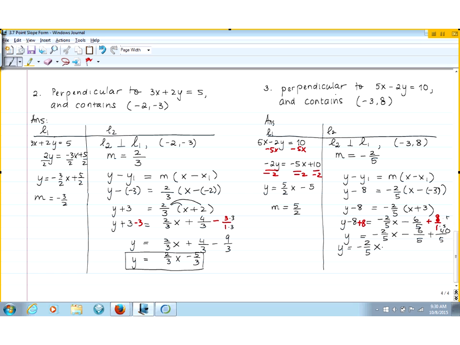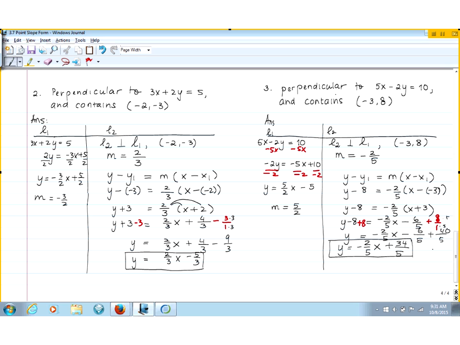So y is negative 2 over 5x. What is negative 6 plus 40? Plus 34? 34 over 5, right? So y is negative 2 over 5x plus 34 over 5. Okay. Good. So far so good? If you made a mistake, where did you make the mistake?